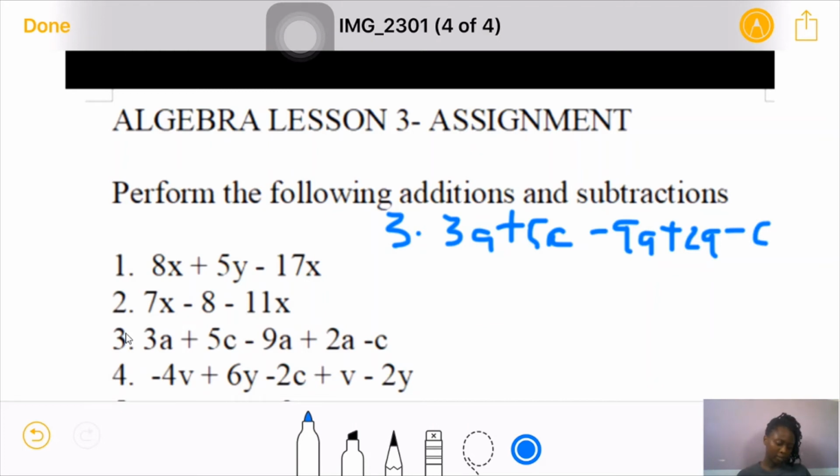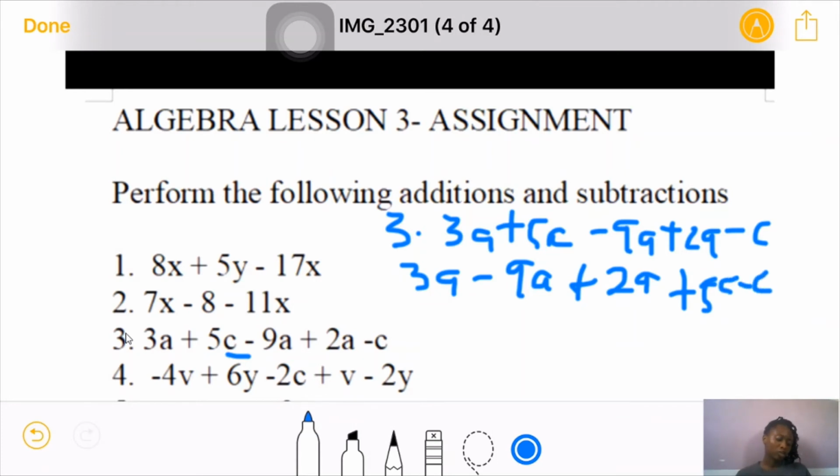So grouping like terms, I have 3a. Then we have minus 9a. Don't forget the signs of operation. Minus 9a, and I have positive 2a. Then I have plus 5c, then minus c. So now I can do my addition. Anyone you want to start with.